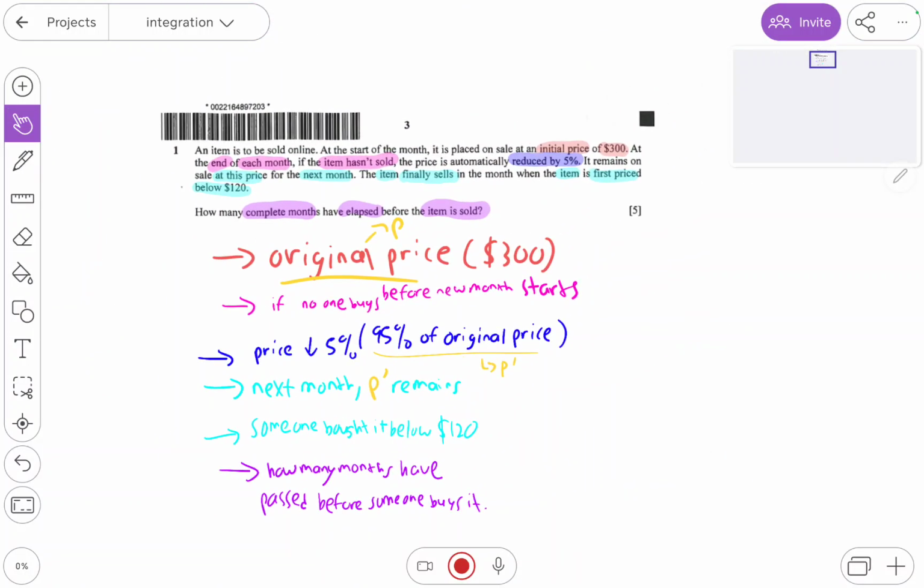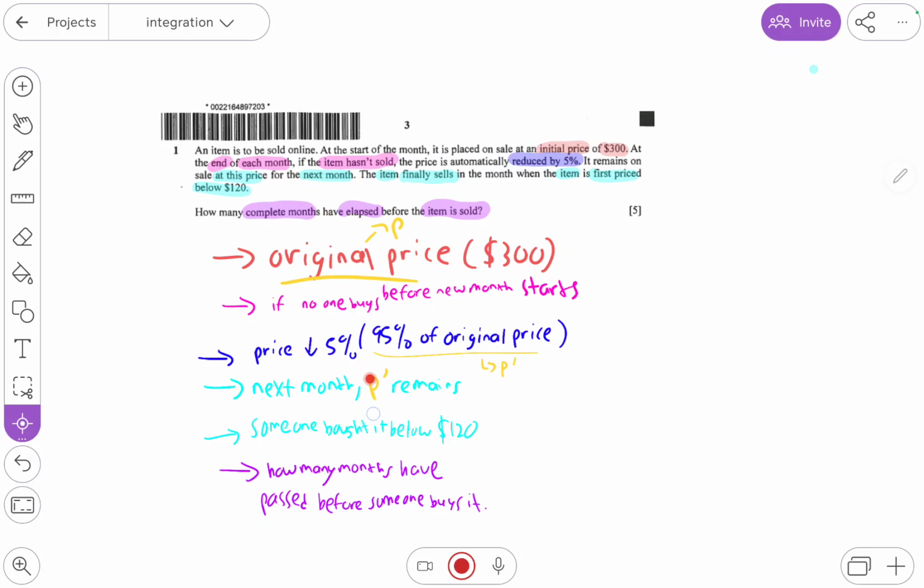Okay, so they say what? In China, so it remains on sale at this price for the next month. What does this mean? This means that in the next month, P prime remains. And then the next part, the item finally sells in the month when the item is first priced below $120.